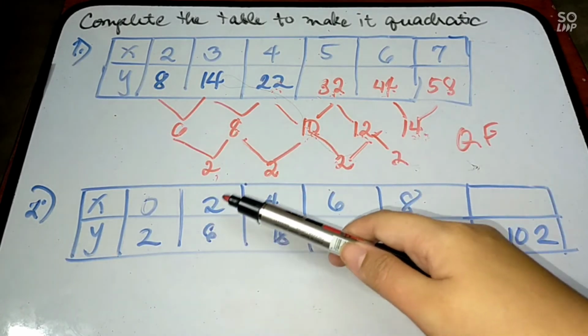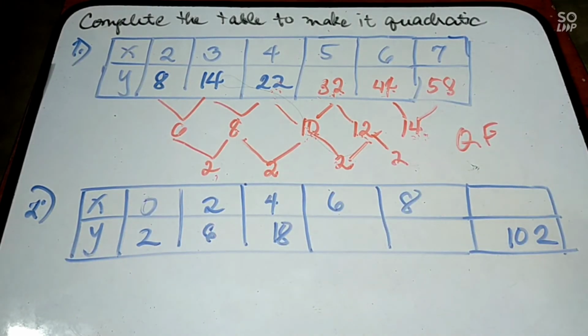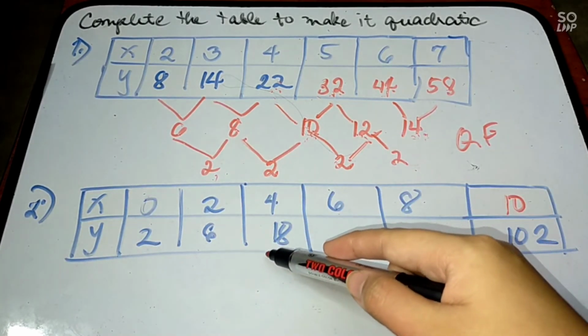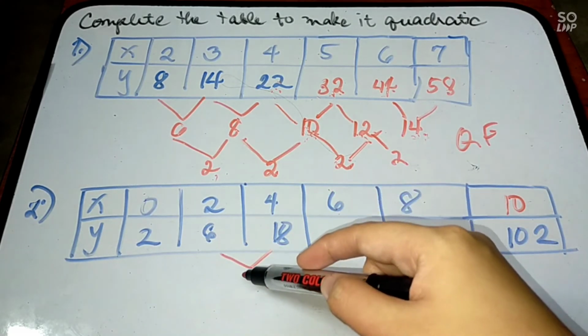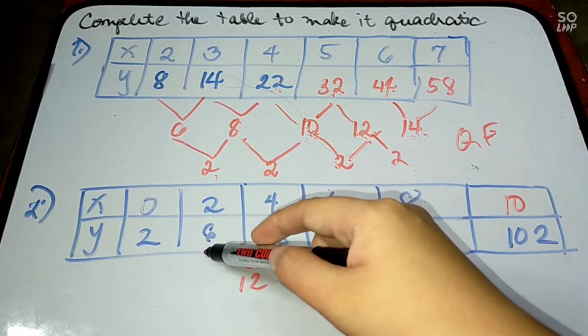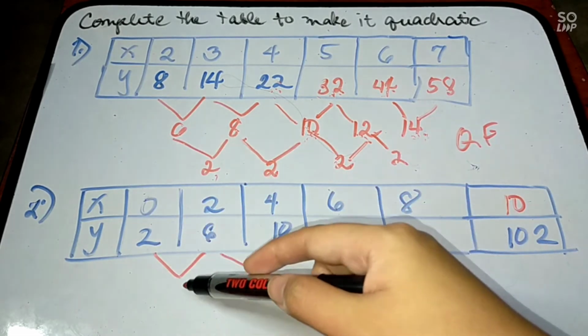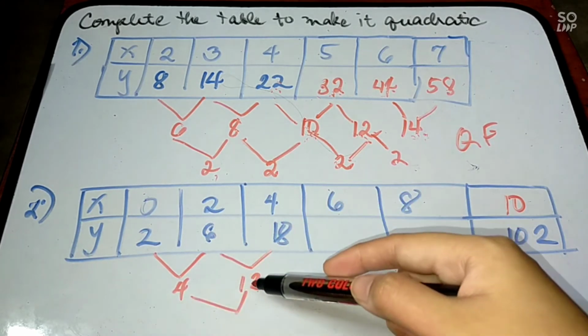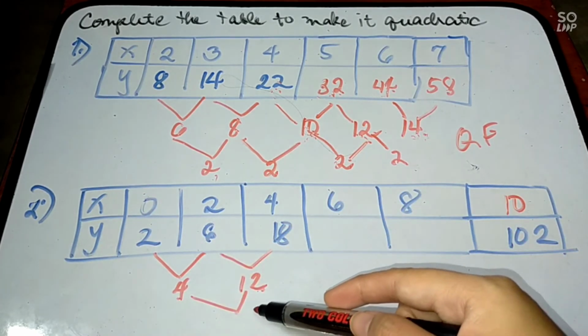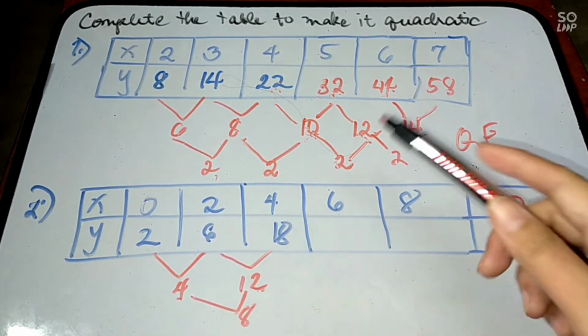We have here 0, 2, 4, 6, 8. So, syempre, ang susunod doon is 10. That's a pattern. Plus 2, plus 2, plus 2. Okay? Next tayo, let us have this one. Difference nito. We have here 18 minus 6. The answer is 12. Next tayo, 6 minus 2, the answer is 4. Next tayo, we're going to subtract this one. 12 minus 4, the answer is 8.